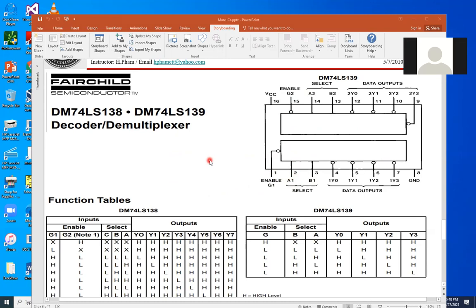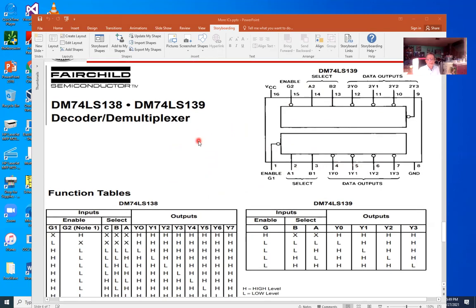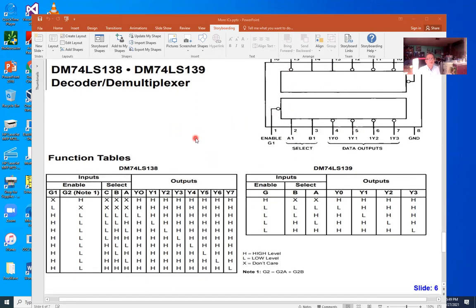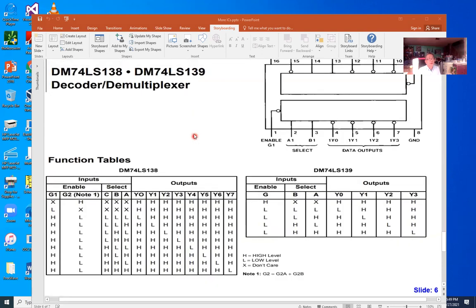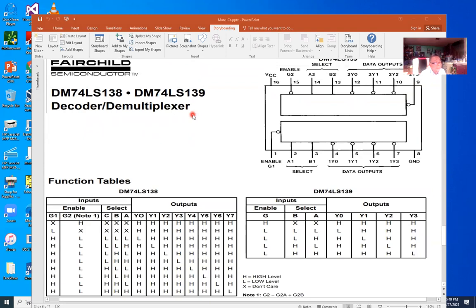How many outputs? 8. You can count 1, 2, 3, 4, 5, 6, 7, 8. Okay. Now try to see how they're working. They don't have a truth table for this one, the 139.